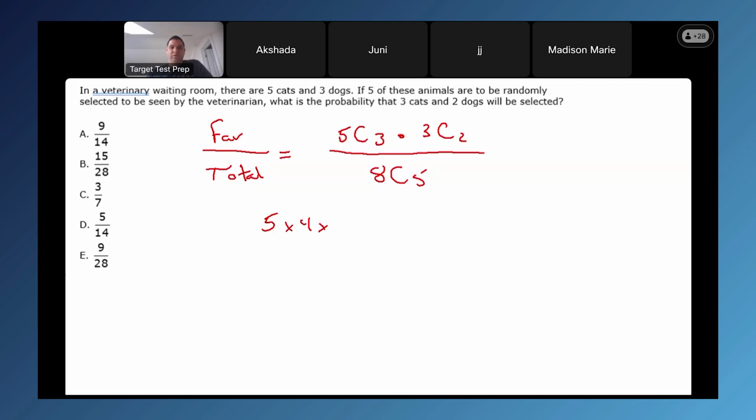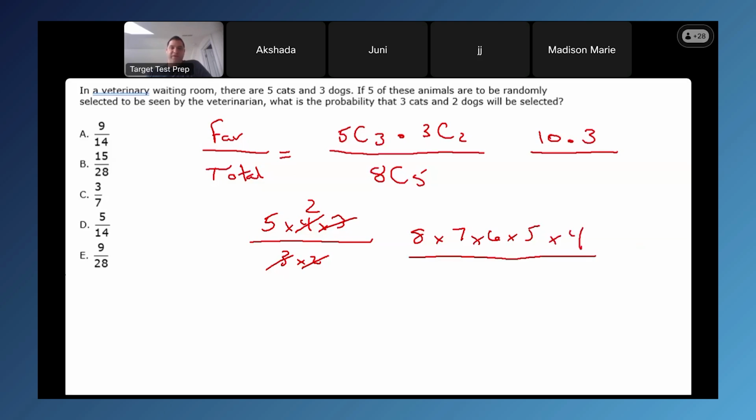And then we just do our normal steps here. 5 times 4 times 3 over 3 times 2 gives us 10. 3 choose 2, we just know it's 3, so that's easy enough. 8 choose 5 is 8 times 7 times 6 times 5 times 4, and then divide by 5 factorial, 5 times 4 times 3 times 2. These cancel, and you may end up getting 56. That reduces down to 15 over 28.